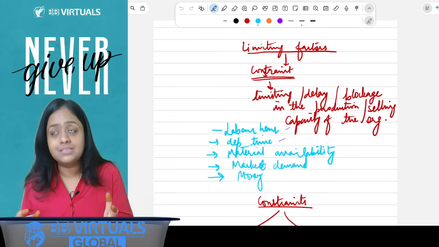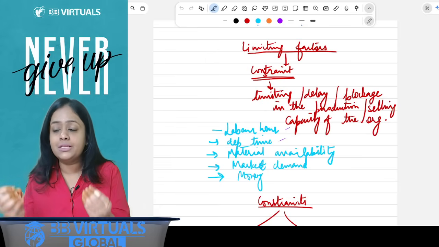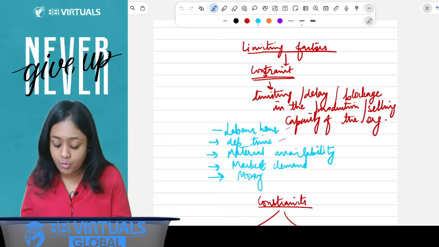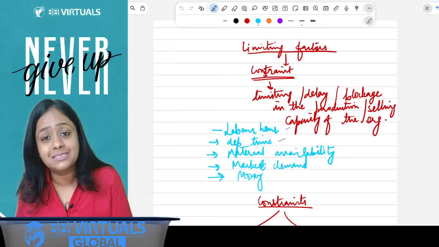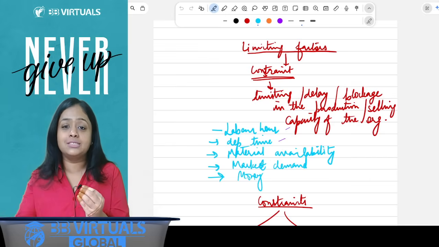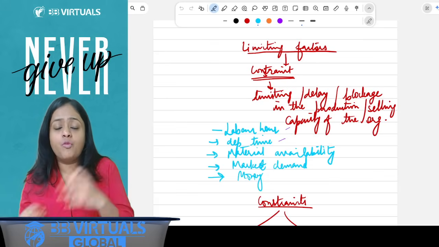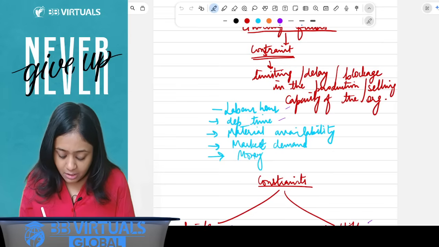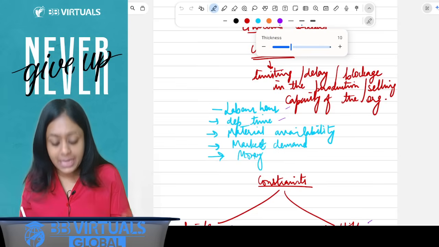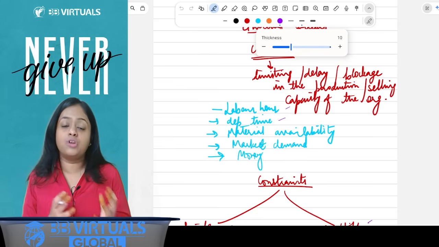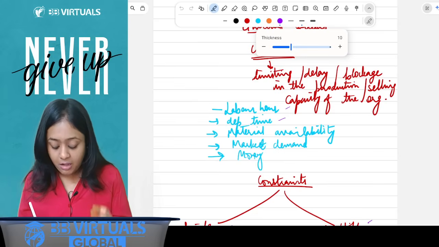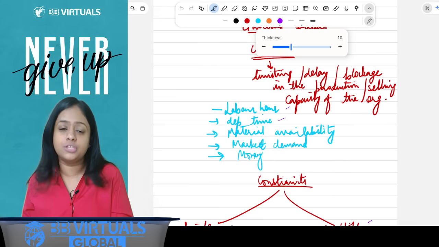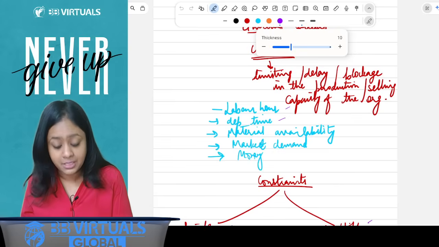They are the ones that are limiting or delaying, or you can say they are kind of a blockage or stoppage in the production process, which is reducing the overall production capacity as well as the selling capacity of the entity, because of course production and selling are linked to each other. Now, what can be the different constraints? Constraints can be labor time, department time, material availability, shortage of material or excess of material, or market demand, which is a very common constraint that you will generally find in constraint questions, that there is a limitation of maximum demand.